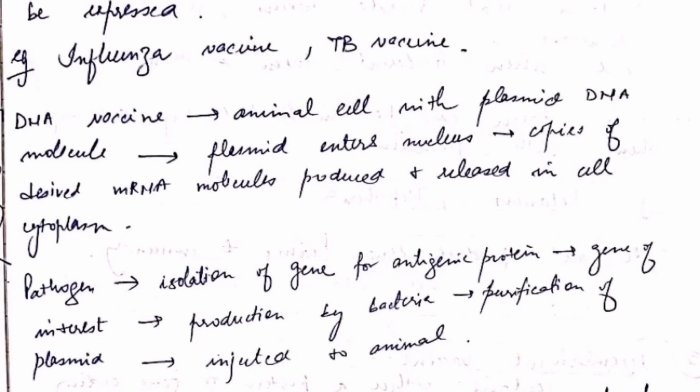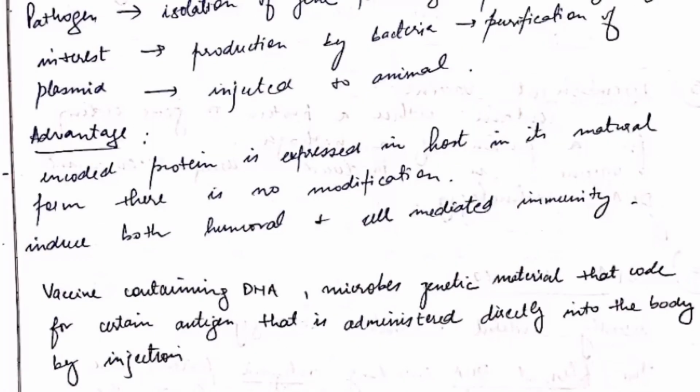I have drawn some flowcharts which shows how a pathogen is isolated from a gene, and then the gene of interest is produced by the bacteria for purification of plasmid and then injected into the animal again. And some of the advantages are also mentioned below. And some examples of DNA vaccine are influenza vaccine.